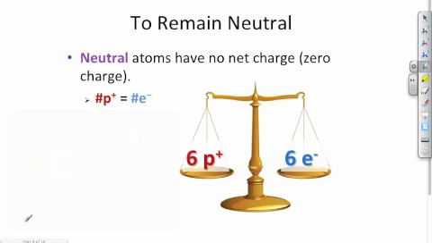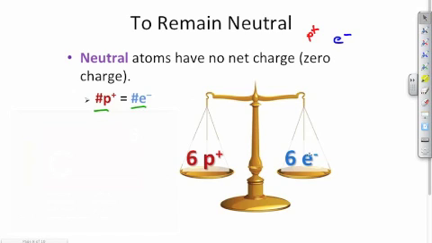Another thing I want to come back to is this notion of neutral. Neutral atoms, what does it mean to be neutral? It means that you have no net charge. Now, how do you have no net charge when there are protons inside you that have a positive charge and electrons that have a negative charge? Well, basically, if you're going to be a neutral atom, then the number of your protons has got to equal the number of electrons. That is, for every positive charge, you have to have a negative charge to cancel it out. Okay? So here I have a carbon atom.